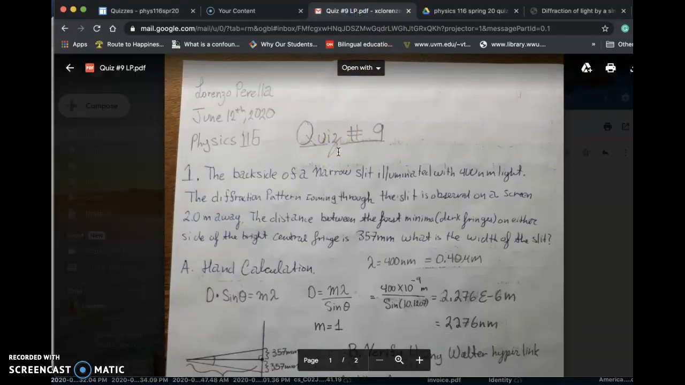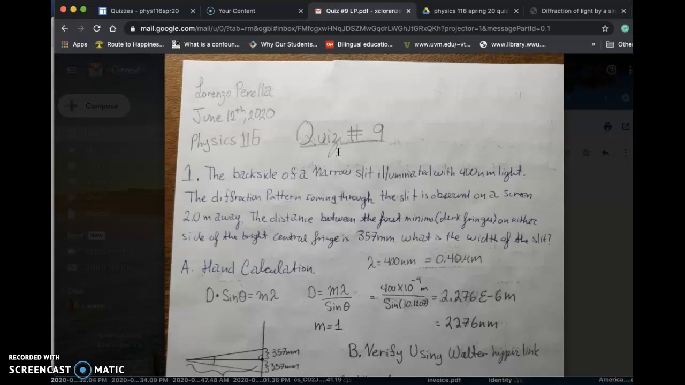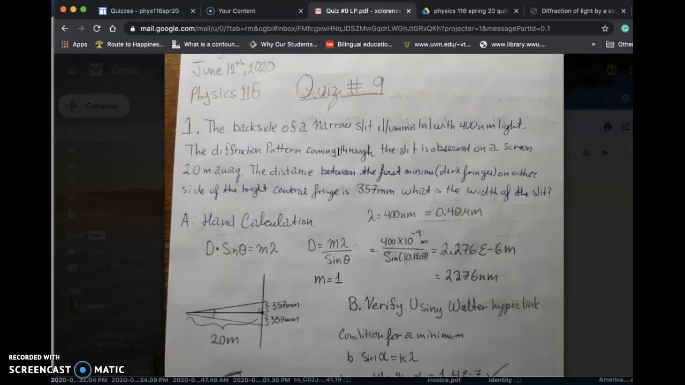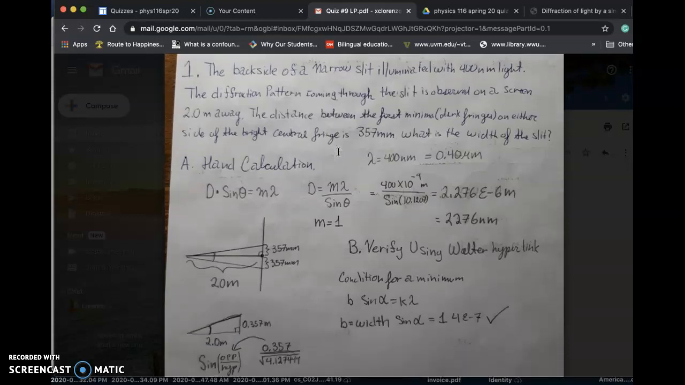Now, to do this, we have to first know that we have to use a formula. And the formula in this case is that d times sine theta is equal to m of the wavelength. D in this case is the width of the slit that we're looking for. So first we need to resolve it for d, which is m wavelength over sine theta. Now we're given that since it's the first minima, we know that m is 1, the order of magnitude. So we know the numerator, but we need now to find the denominator, which is sine.